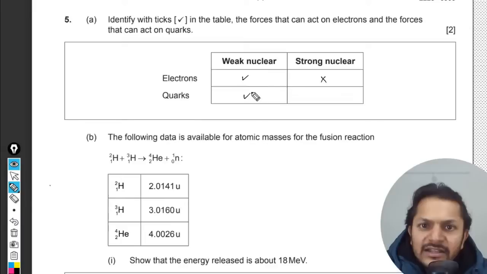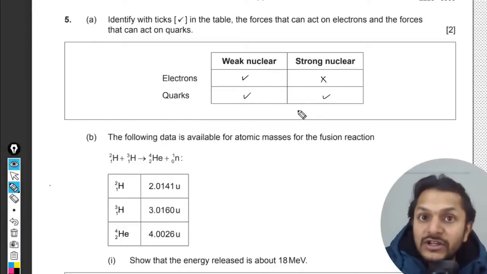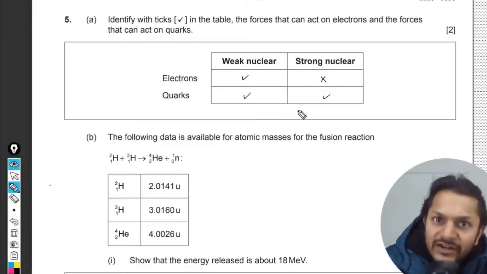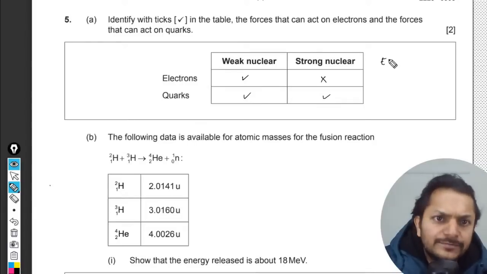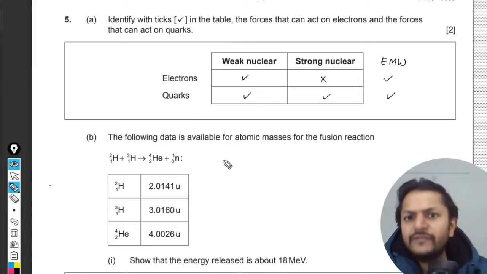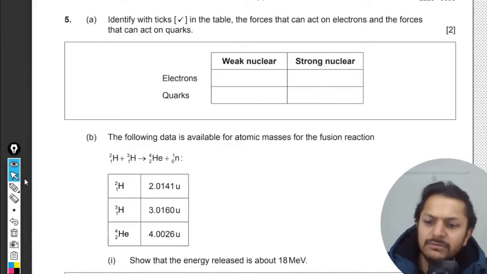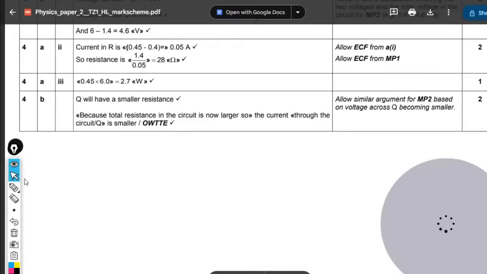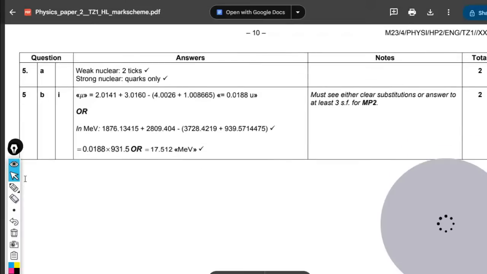Quarks, on the other hand, go for all types of interaction. They go for weak nuclear, strong nuclear, and electromagnetic interactions also. But by the way, electromagnetic interactions do happen in the case of electrons also. So if there was another option given here, we would be having these two ticks here also. Let us see the mark scheme, whether the answer is the same or not. And yes, weak nuclear will be having 2 ticks, and the strong nuclear will be having only 1 tick, and that is for quark.